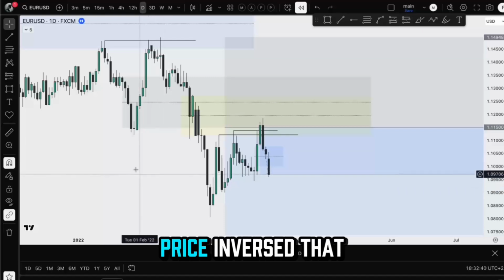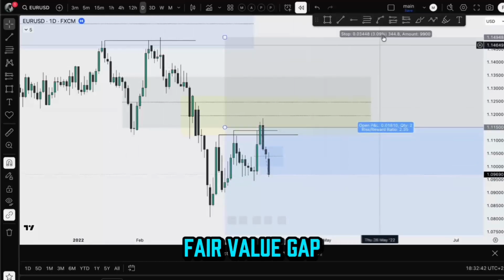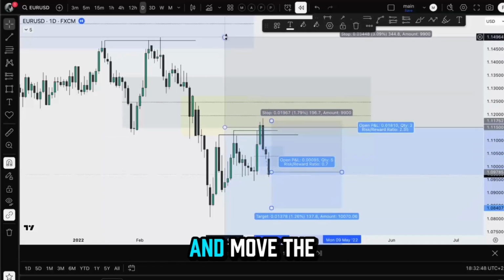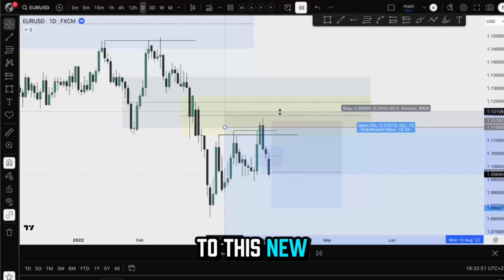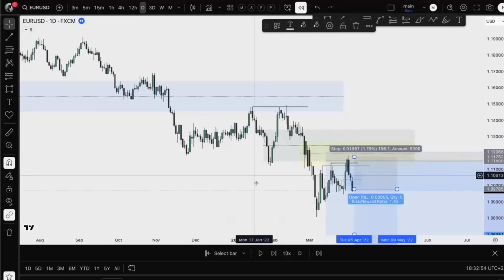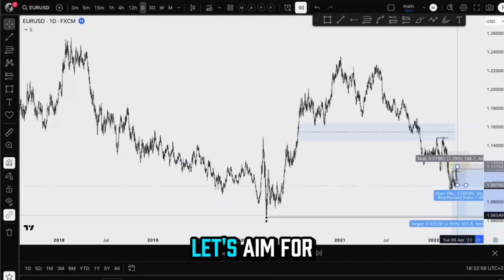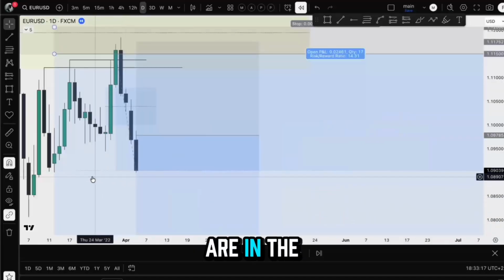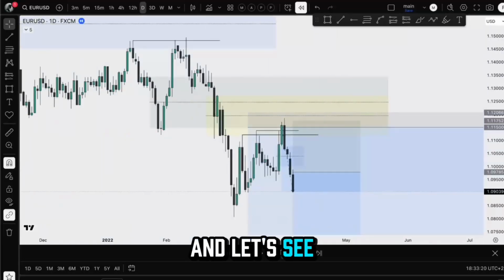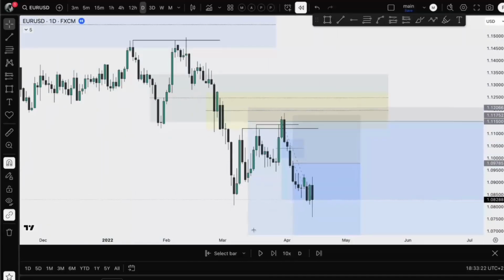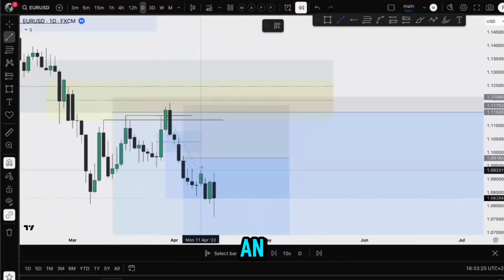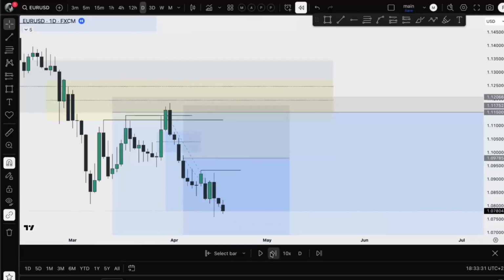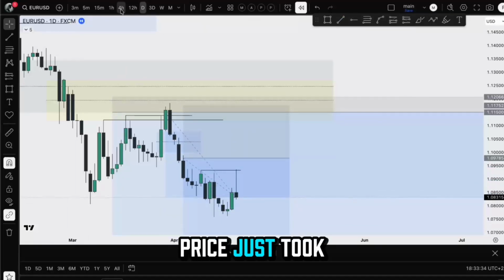As you can see, price inversed that fair value gap, and we can enter again here and move the original stop loss to this new high. Let's aim for these lows. Okay, so we are in the second entry, and let's see what price does now. I can see we are creating a weak high around here. Price just took it.